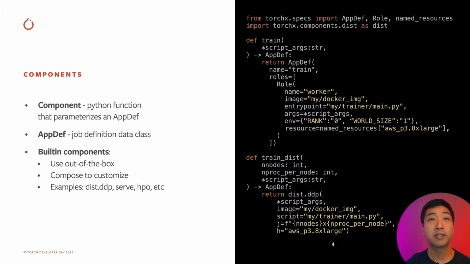The concept of components exists in TorchX because components essentially parameterize an appdef. The parameterization criteria is completely your choice. For example, you can parameterize components by functionality or by development stages. In train dist, we decided to parameterize the built-in dist-DDP only on the job size, while hard-coding the entry point, image, and host type. Built-in components such as dist-DDP, serve, and HPO can be composed into custom components or run out of the box, as we'll see in the next slide.